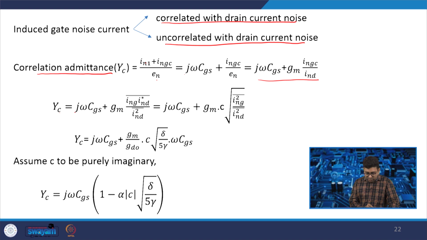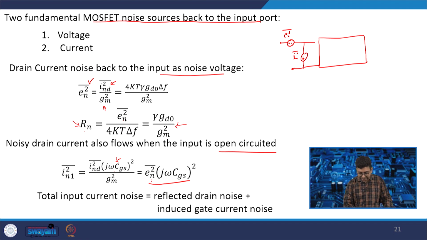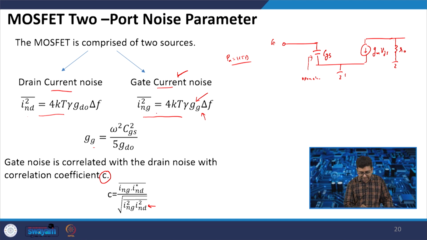So, Yc is equal to j omega Cgs plus Gm into Ind conjugate by Ind whole square. That can be written as j omega Cgs plus Gm, because this is the same as the correlation coefficient C, square root of Ing square by Ind square. Now, we add both Ing and Ind from the previous equation. Ind is 4 kT gamma Gd naught delta F, and Ing is 4 kT gamma Gg delta F, where Gg can be considered as this term.